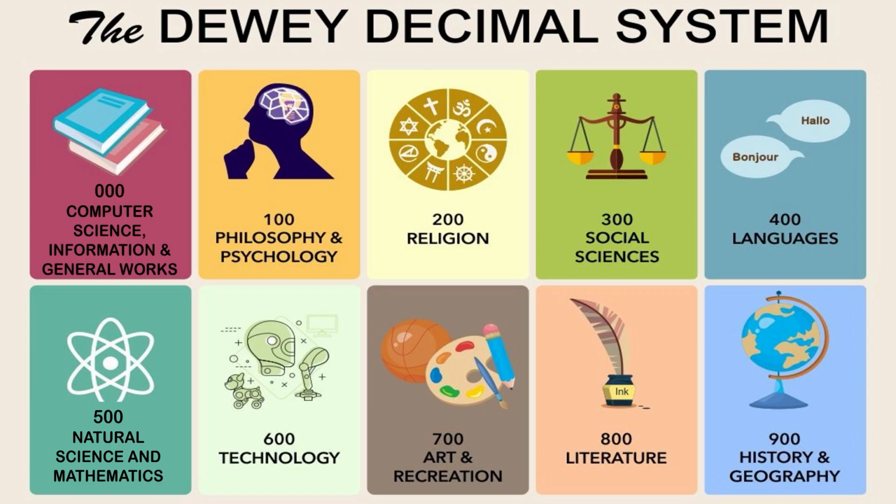So these 10 main classes are again subdivided into 10 divisions, and each division into 10 sections. You already know. And these main classes are available in the schedule portion. These are printed in volume 2 and volume 3 of the 23rd edition of DDC, and we'd like to mention that we are doing the practical classification with the help of the 23rd edition of Dewey Decimal Classification that was published in 2011. You know that.